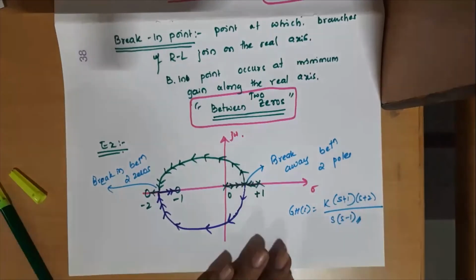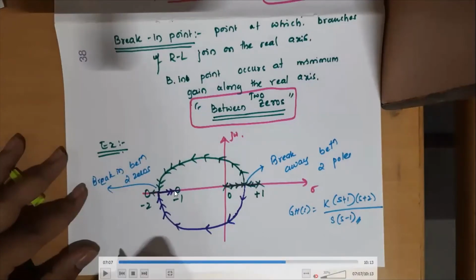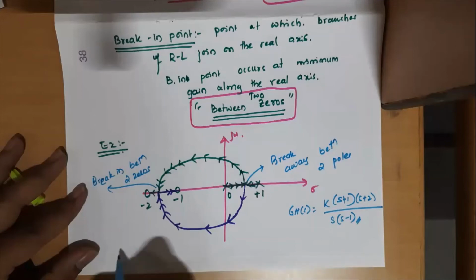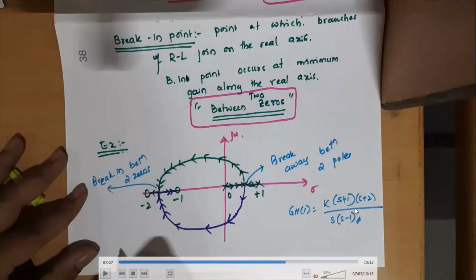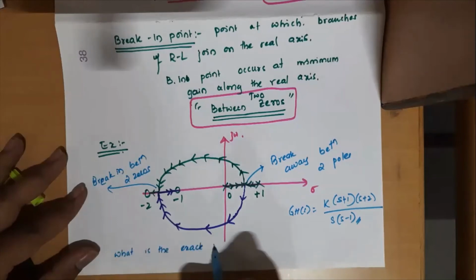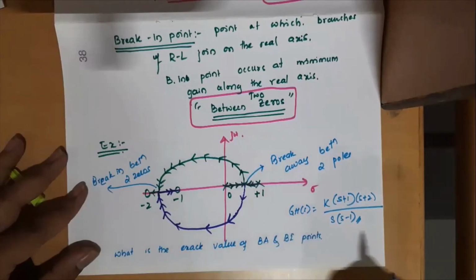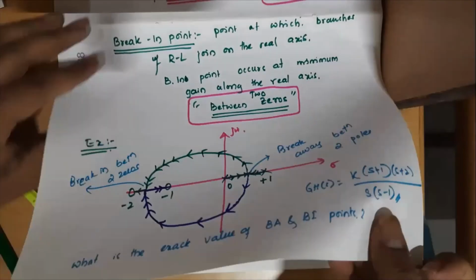So what is the open loop transfer function we can write for this? It is k into s plus 1 into s plus 2, because these are the zeros, which should appear in the numerator, and the denominator is s plus 0 into s minus 1, which is as good as s into s minus 1. So for this transfer function, this is the shape of the root locus, and this is called breakaway and break-in. I hope everyone got what the meaning of breakaway is. Now the question is, what is the exact point at which the breakaway or break-in is taking place?